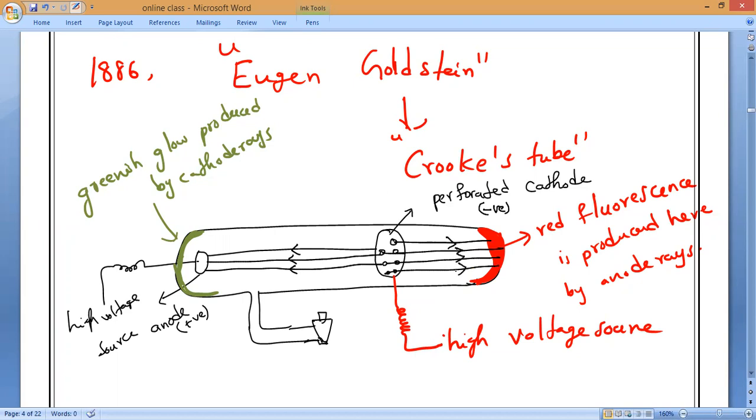Positively charged rays. What is it called as? Anode ray. Anode ray. That is what you have to remember. Understood? Yes, sir. Okay, this is what it is.